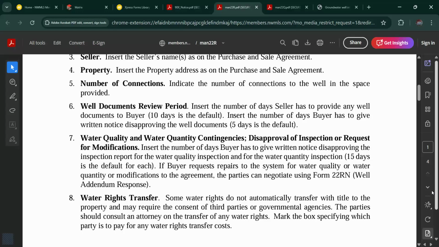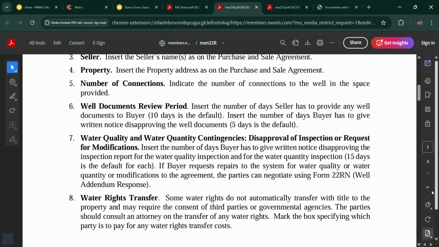All right, so there's the review contingency for that. I think the default is perfectly fine for the well documents, so keep them on the default: 10 days for seller to get it by, 5 days for buyer to review. But the 10 days is all they have to get it to you, so you better make sure you get all the documents within the 10 days, buyer's brokers.